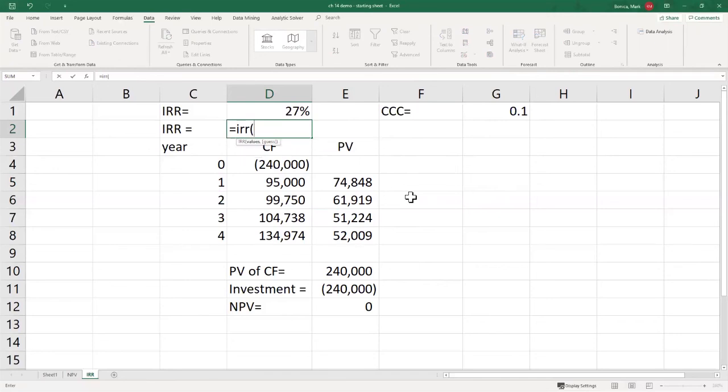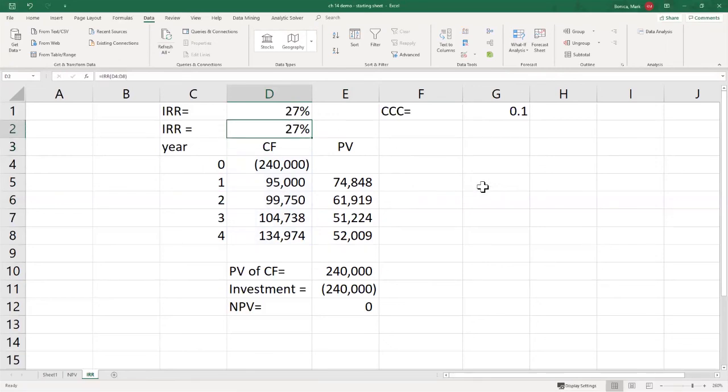Open parentheses, and in this case, I'm going to take in both the investment as well as the future cash flows. You don't have to put a guess in. I don't even know why that's really there. And then it'll give you the 27%.